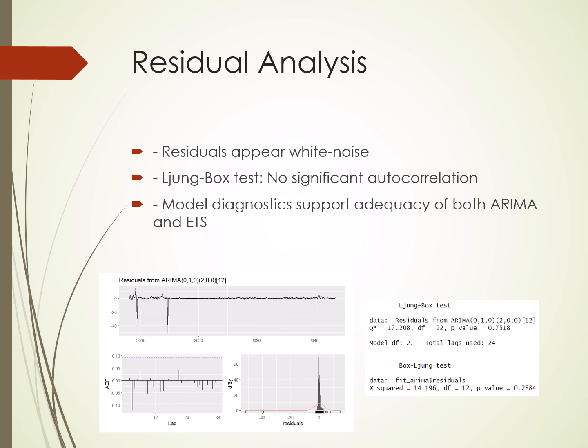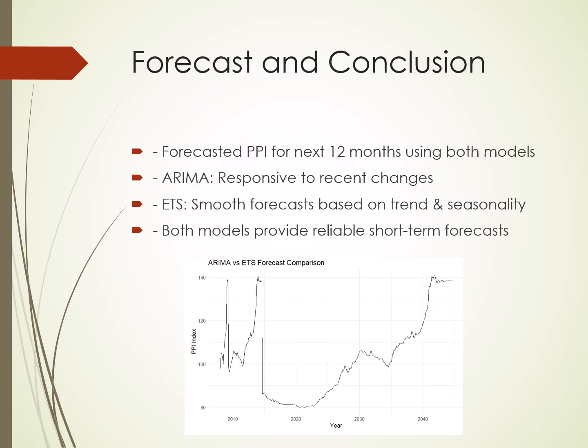Forecasting the next 10 months. Using the ARIMA 111 model, I forecasted PPI values from April 2024 to January 2025. The forecast plot shows a slight upward trend in the PPI with 95% confidence intervals widening over time, which is expected in forecasting. These forecasts can help businesses and policymakers anticipate input cost pressures. Overall, the model performs well and produces reliable short-term predictions.